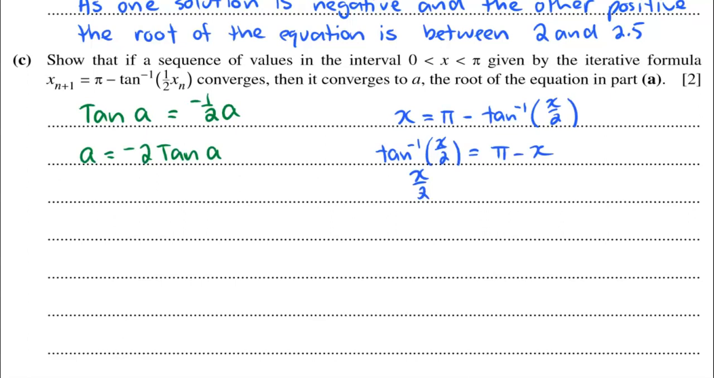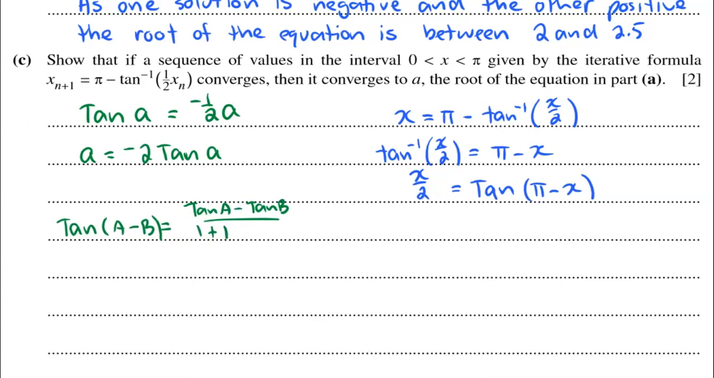X on 2 is actually going to equal the tan of pi minus x. Okay, that actually looks pretty close to what we have. Let's expand the tan of pi minus x. You might remember that we used earlier today, from the formula sheet, the tan of a minus b is equal to the tan of a minus the tan of b divided by 1 plus tan a tan b.